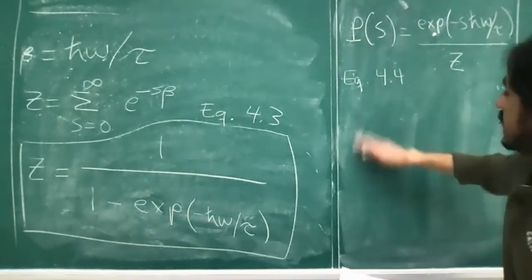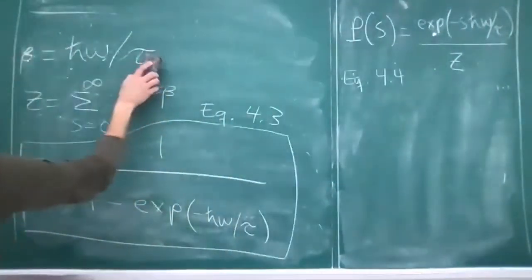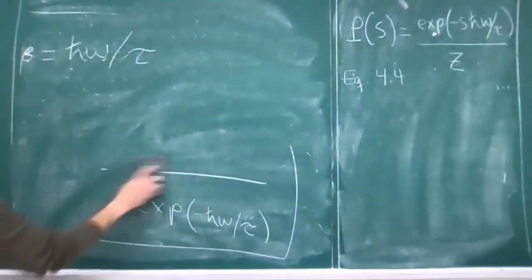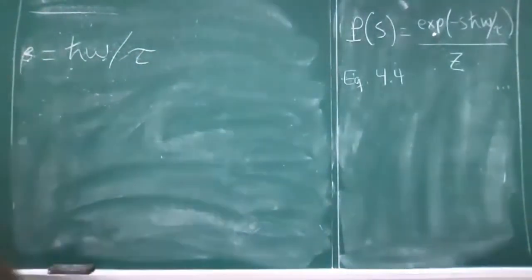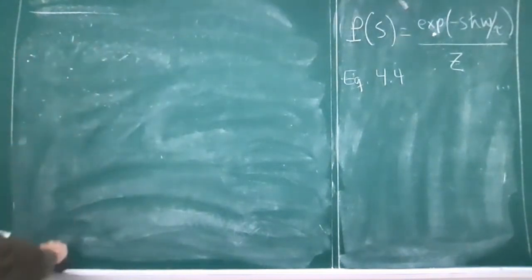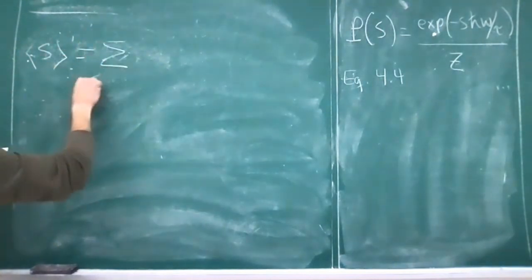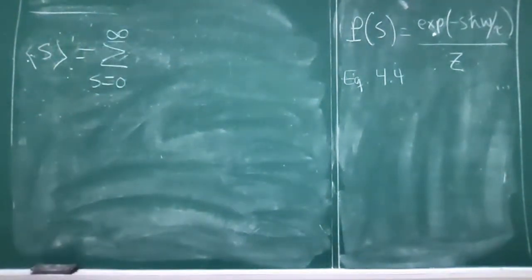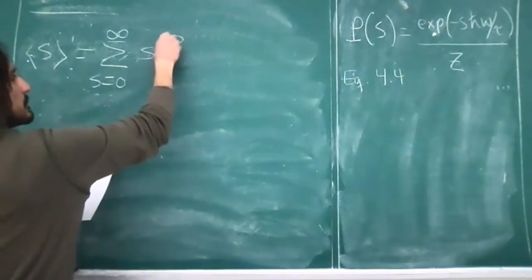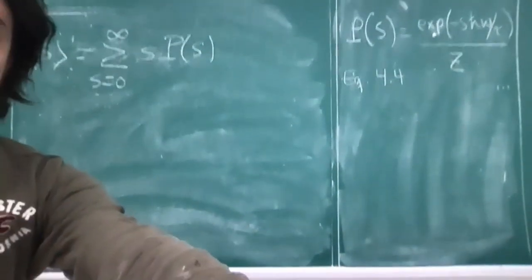So now we can take the thermal average. I'm going to put it over here. The thermal average is going to be the sum over all the states of S times the probability distribution of S. And, oops. Okay, my computer is going to die.